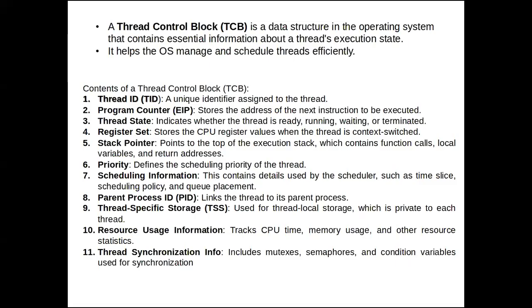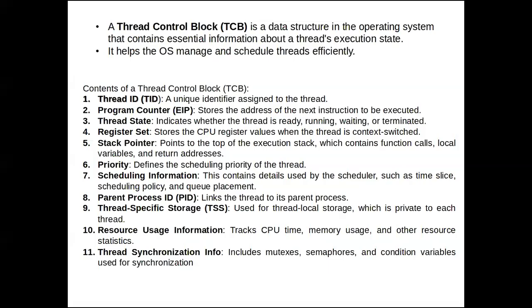The contents of the thread control block are the following. Let us clearly understand what information is stored inside the TCB. So first is TID, that is thread ID. Each thread must be uniquely identified, and thread ID here is a unique identifier assigned to each thread. Then program counter. It tells us where the thread is executing. It stores the address of the next instruction to be executed.